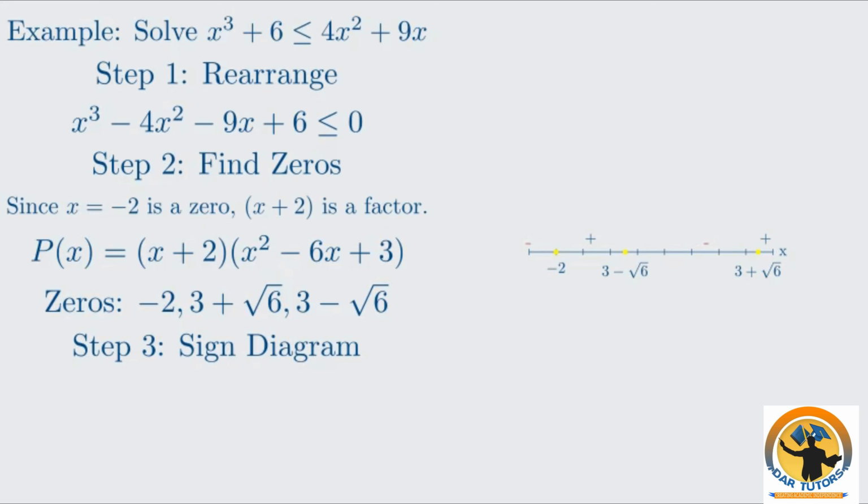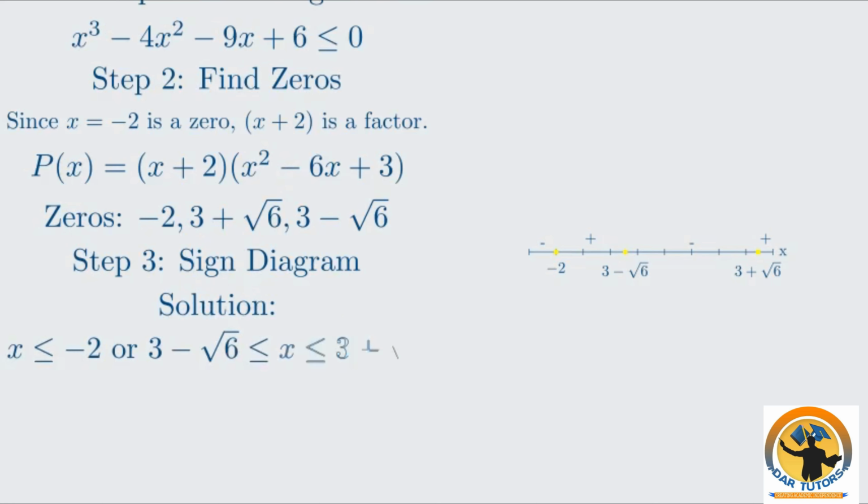We are looking for where p of x is less than or equal to 0. This occurs in the intervals where the sign is negative. The solution is x is less than or equal to negative 2, or x is between 3 minus the square root of 6 and 3 plus the square root of 6, inclusive.